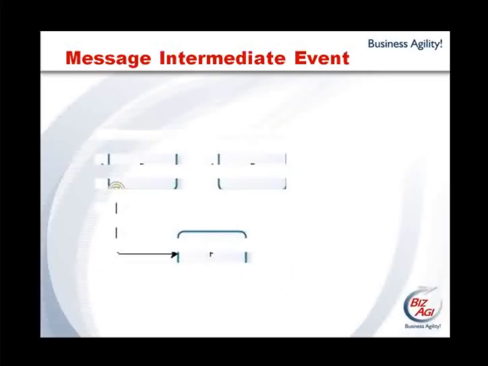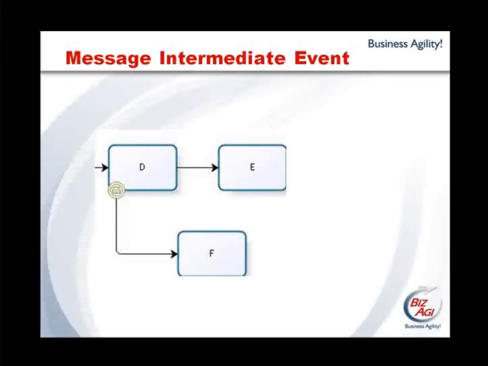When the message intermediate event is attached to the boundary of an activity and is used for exception handling, this means that when the message is received during the activity, the activity is aborted, and then the exception flow is followed. This means that normal flow and exception flow are exclusive alternatives.